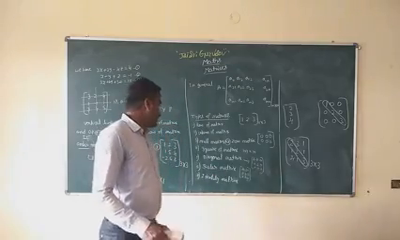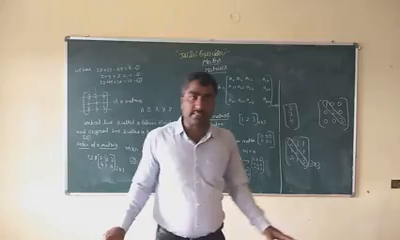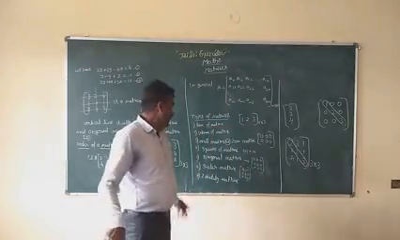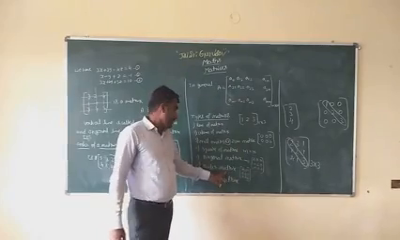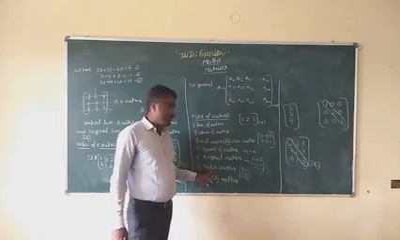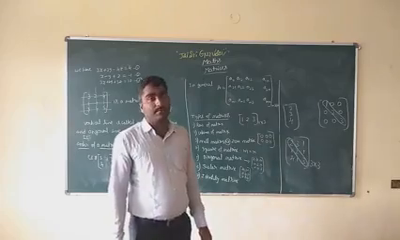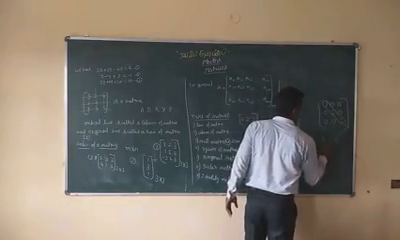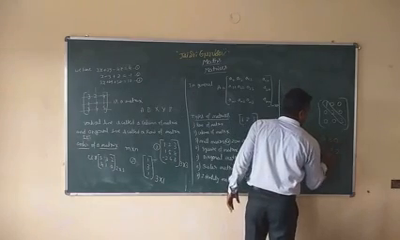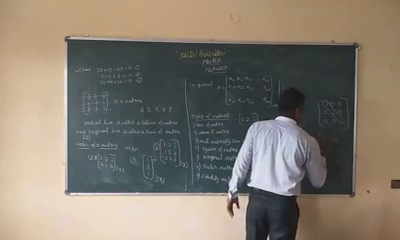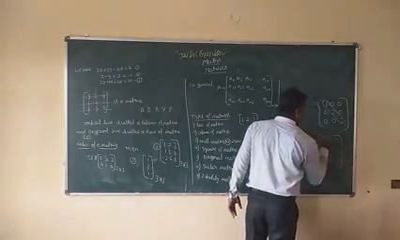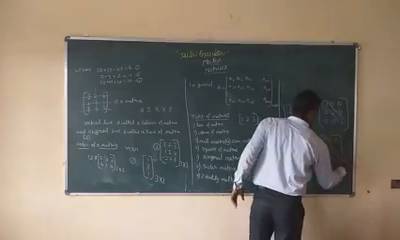Scalar matrix means what? It is a diagonal matrix. Diagonal matrix means non-diagonal elements are zero. So a scalar matrix is also a diagonal matrix having diagonal elements that are the same. For example, 4, 0, 0, 0, 4, 0, 0, 0, 4. The diagonal elements are equal. That is called a scalar matrix.